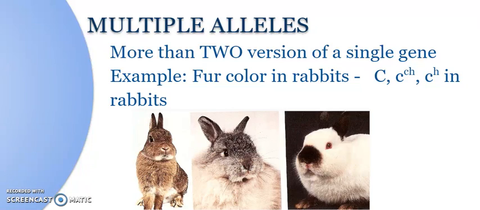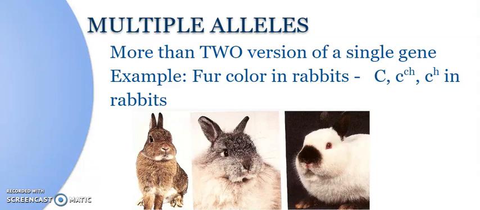So we try to use different symbols to show that there are more than two possible versions of a gene. We use a variety such as showing capitals for dominant, and we show superscripts to show the various types of alleles that might be also inherited.